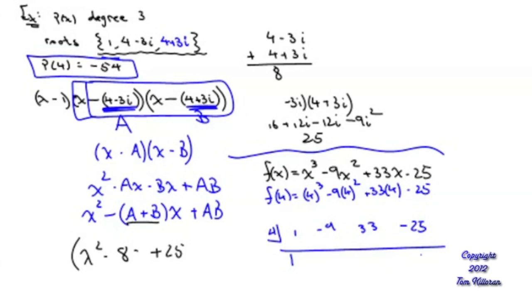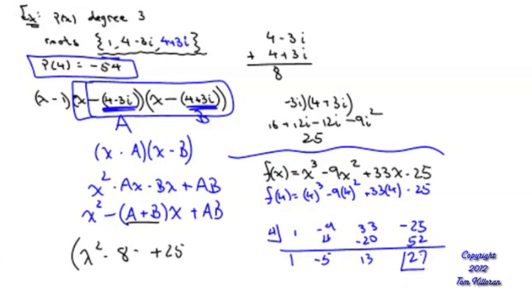4 times 1 is 4. 4 minus 9 is negative 5. 4 times negative 5 is negative 20. Negative 20 plus 33 is 13. 4 times 13 is 52. 52 minus 25 is the answer, which is... negative 45? That's what my calculator says. Well, your calculator is wrong. It's 27.